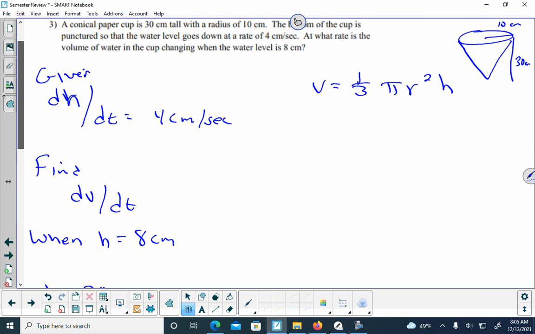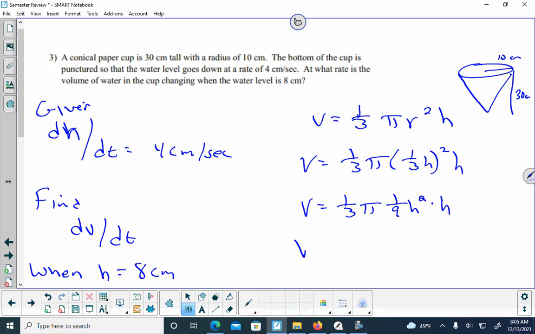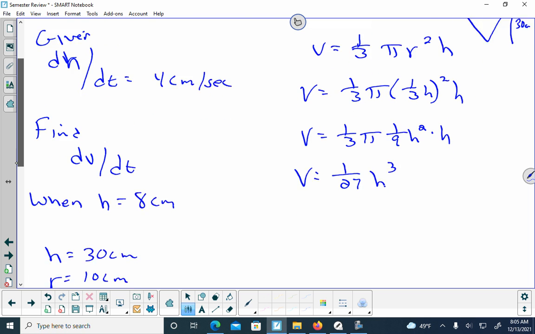So I'm going to put that into this formula. So V is equal to 1/3 pi, R is 1/3 H. Forgot my H. Squared times H. And when I do that, I'm going to have 1/3 pi. That'll be 1/9 H squared times that H, just showing step by step. So this will be 1/27 H cubed. That's just the formula of the volume when I replaced the radius with the height.